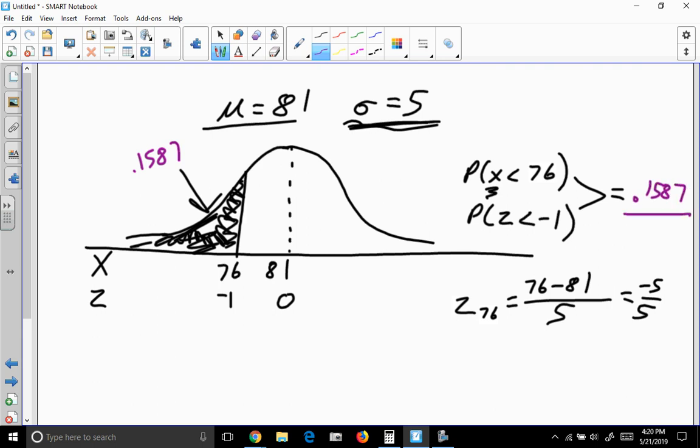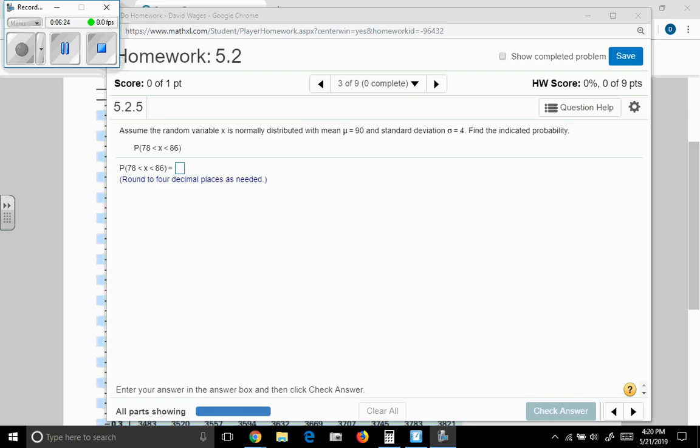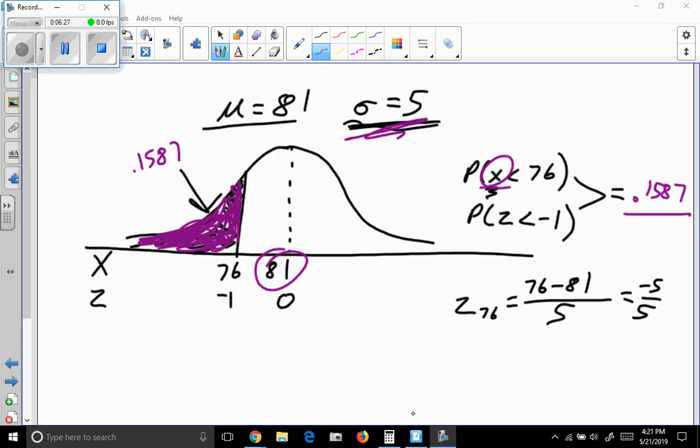So if our distribution is normal with this particular average and this particular spread, 15.8% of the data falls in that area. So if I'm randomly selecting an element out of the population, I have a 15.8% chance of selecting an item that is less than 76. So let's continue on to another one.